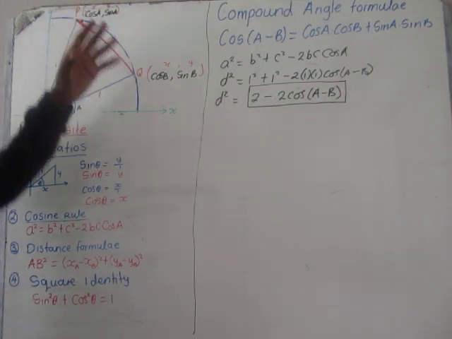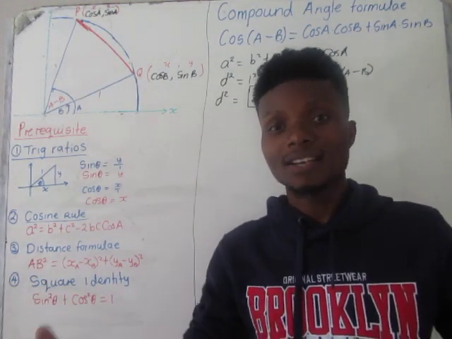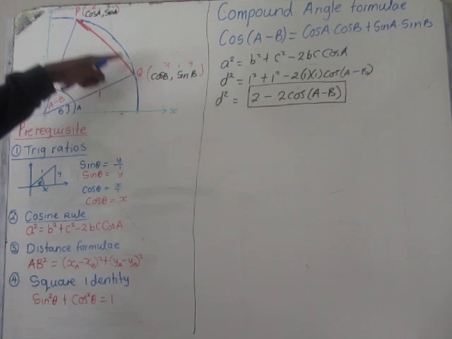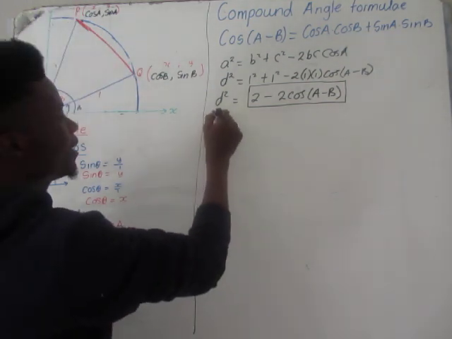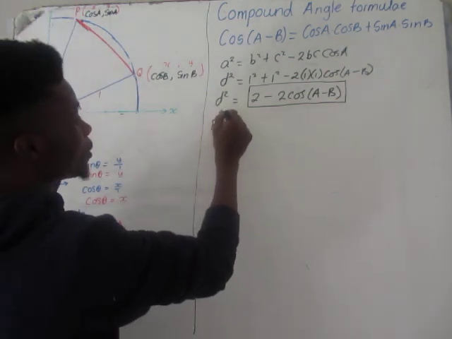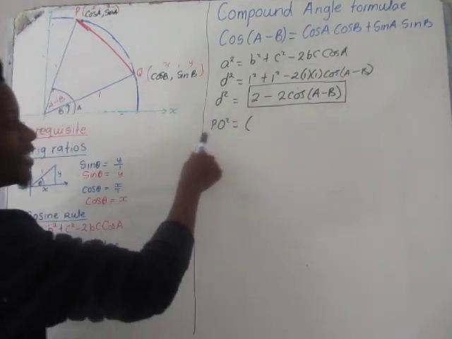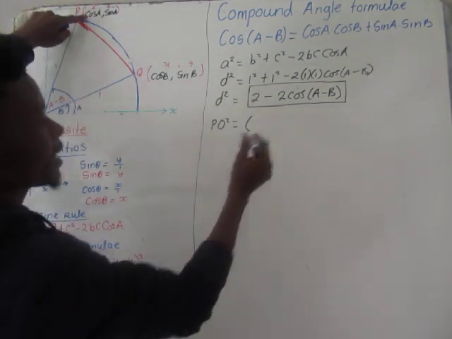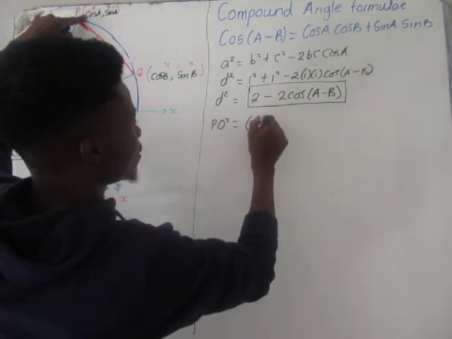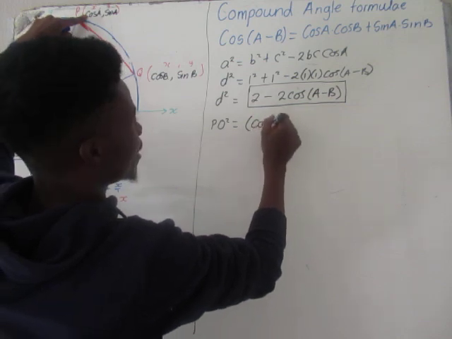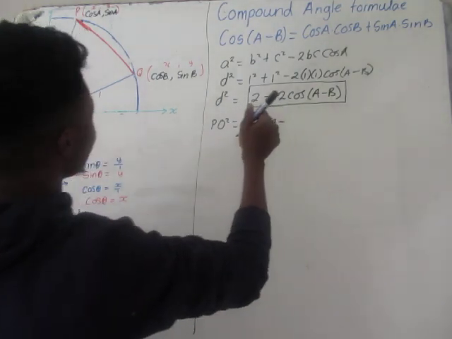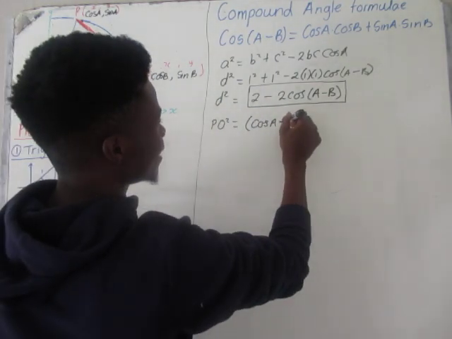Now I want to also express this side using the distance formula. We all know that the distance formula is just right here. If you have points A and B, in this case my points are P and Q. So PQ squared equals, open bracket, the x coordinate at P, the x means cos, so the x coordinate, which is cos A, minus the x coordinate at Q.